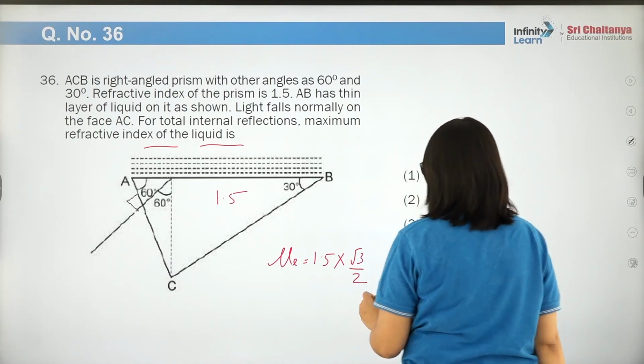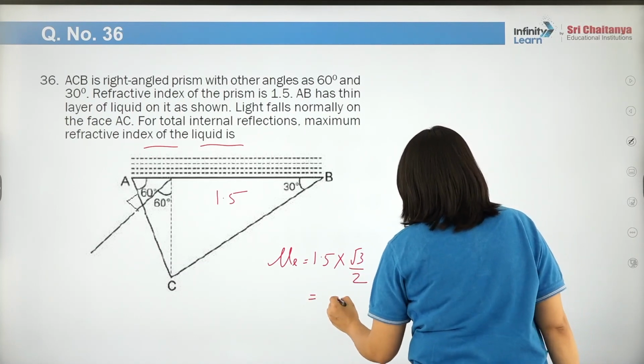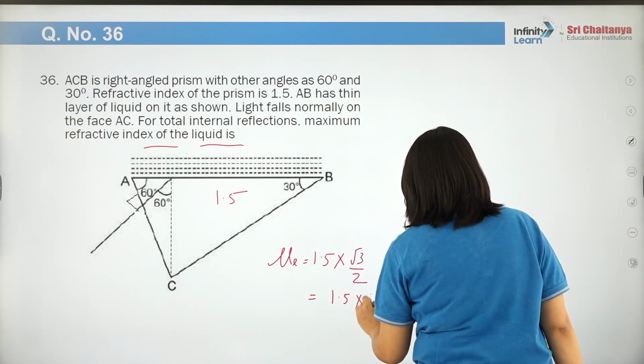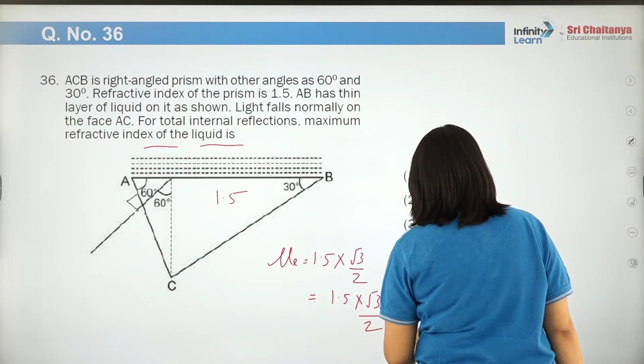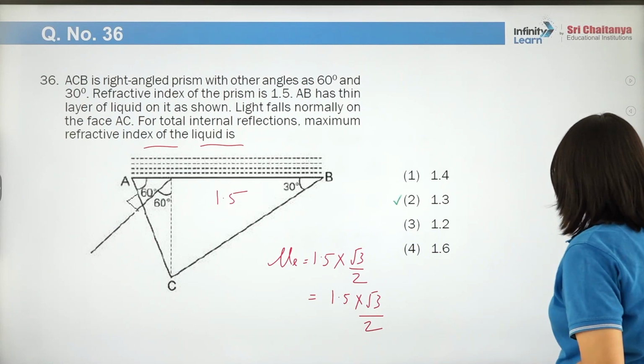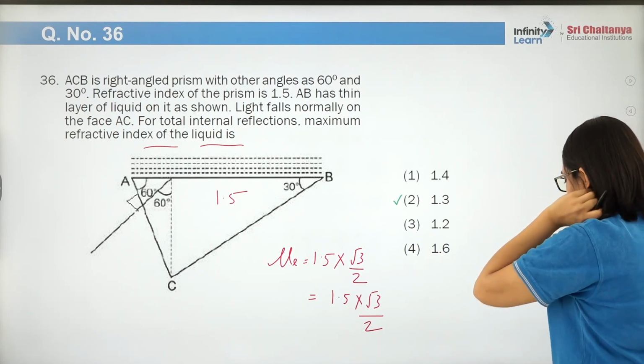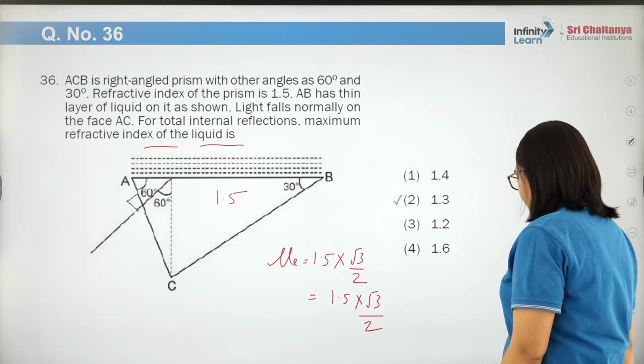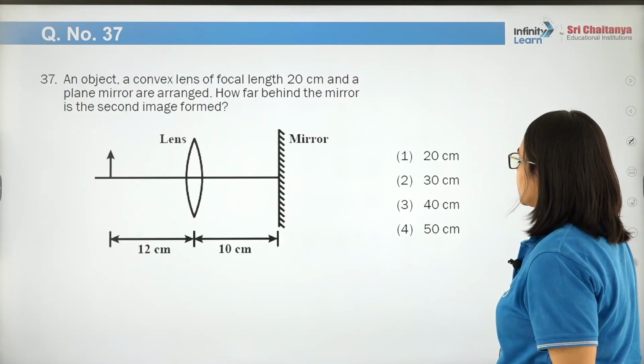So in this case, I think it will be 1.5 into root 3 by 2. So the correct answer will be approximately 1.3. I hope this is clear, right? So next is question number 37.